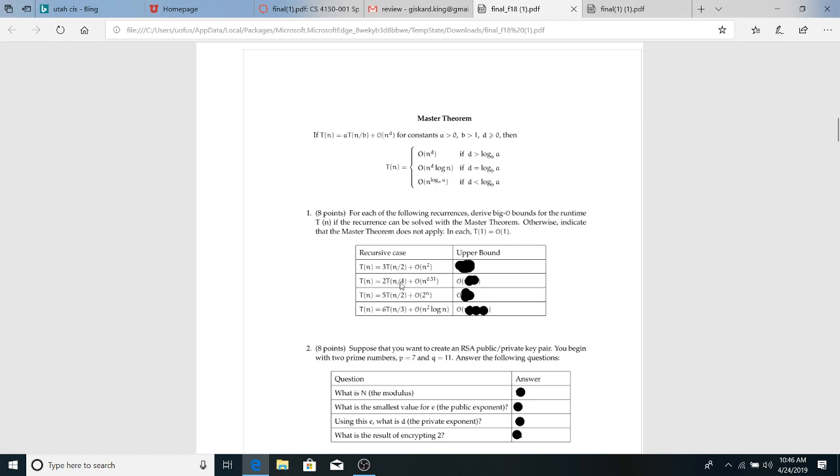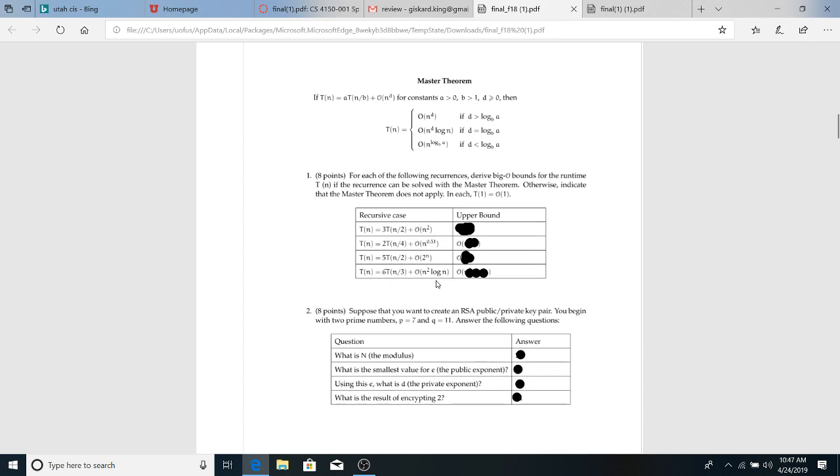A is 2, B is 4, and D is 0.5. And so that's log base B of 2, so that's the same as 4 to the 1/2 power, right? So log base B of A is 1/2. So 0.51, that's just a little bigger than a half, so complexity will be n to the 0.51 power.